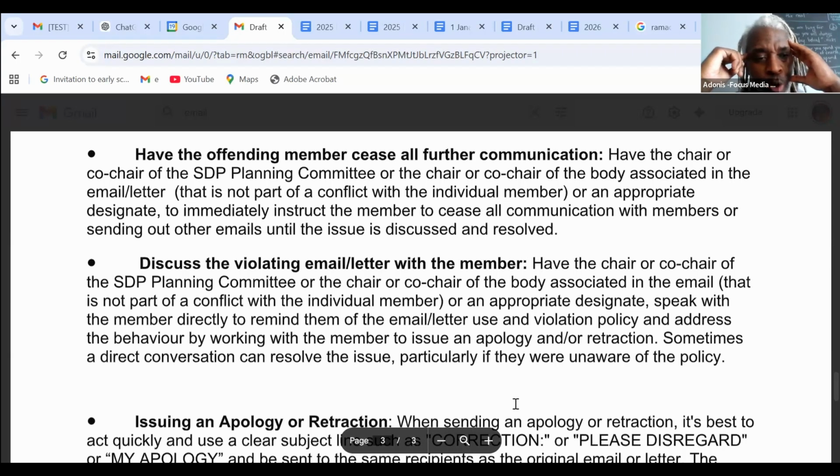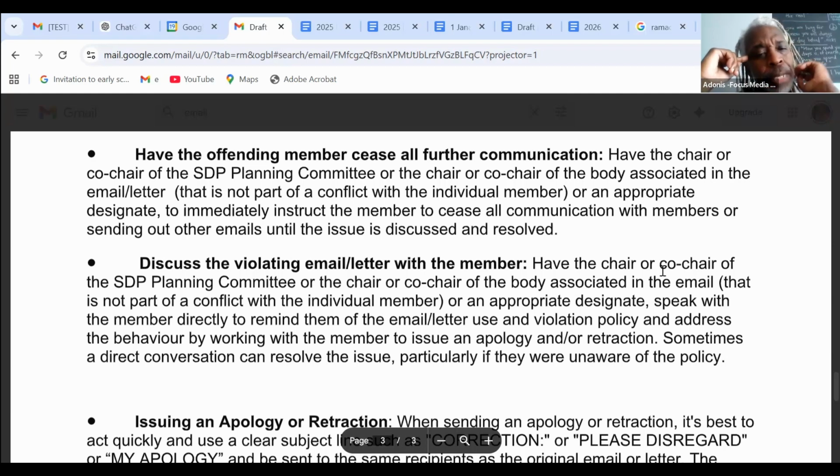Have the chair or co-chair of the SDP planning committee or chair or co-chair of the body associated with the email, who is not part of the conflict with the individual member, or an appropriate designate, speak with the member directly to remind them of the email letter use and violation policy and address the behavior by working with the member to issue an apology or a retraction. Sometimes a direct conversation can resolve the issue, particularly if they are unaware of the policy.